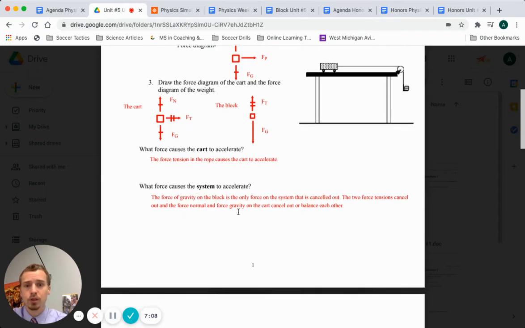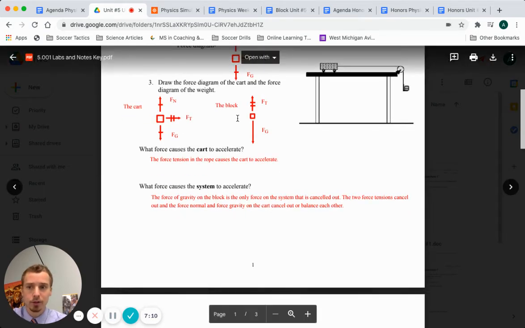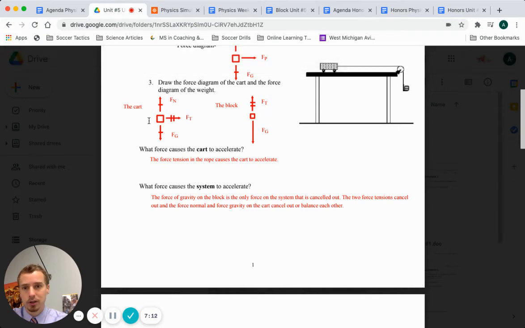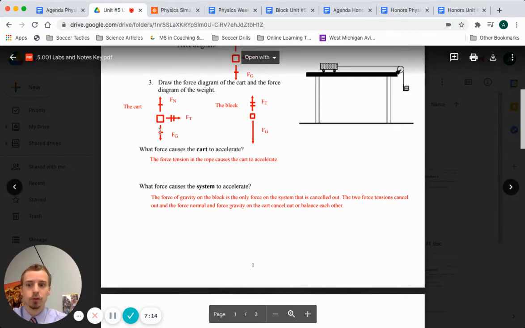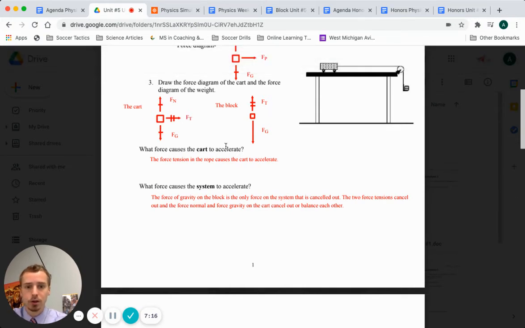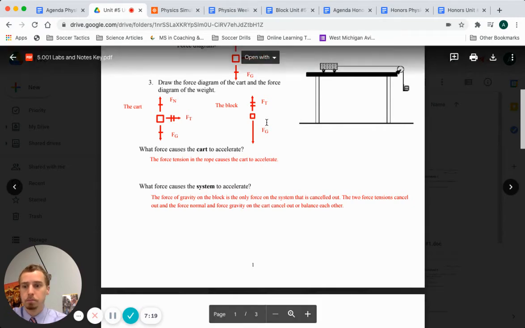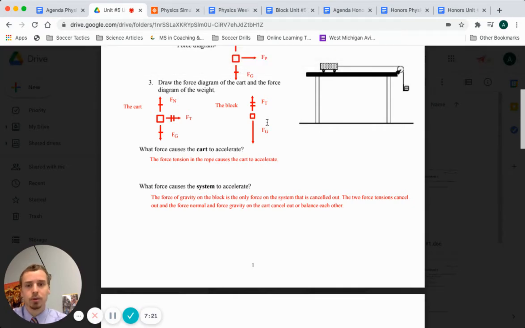If we look at the whole system, though, so we look at both objects, those 2 force tensions cancel out, and then we have our force normal and force gravity kind of cancel out or balance each other. So the only force that isn't really balanced or countered by something is this force gravity on the block. Okay, so the force gravity on the block is what is not being balanced in any way, so that must be the force that causes the entire system to accelerate.